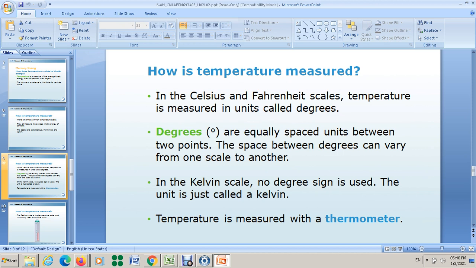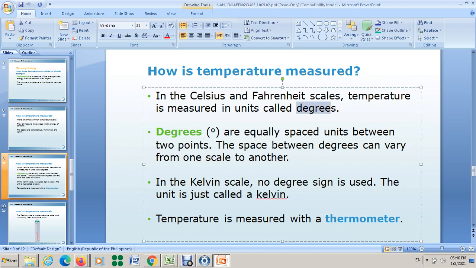We have mentioned in Celsius and Fahrenheit scales, temperature is measured in units called degrees. Just to remind you about these main points, and you have to write these main points. Degrees, and you can see this small circle above the C or F, are equally spaced units between two points. The space between degrees can vary from one scale to another. They are not the same. In the Kelvin scale, no degree sign is used. The unit is just called a Kelvin.